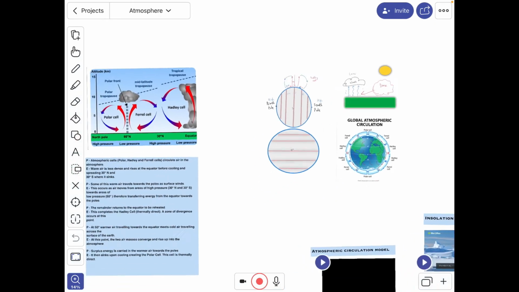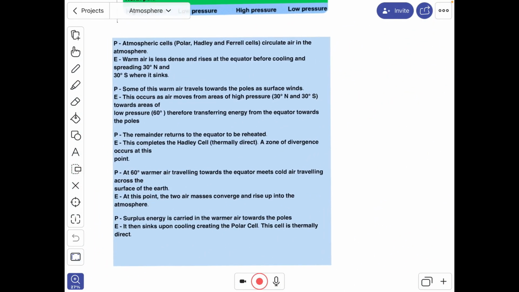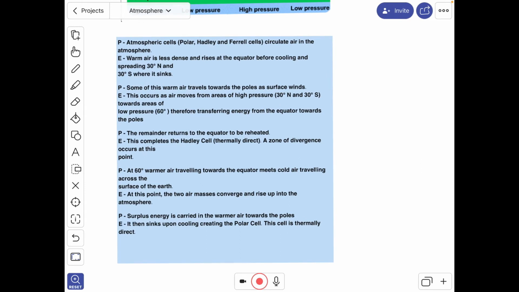Now what we need to do is look at what happens next. So if you pause the video, you can read the model answer that's here. But what we went through so far is this idea that these different cells, if you name them, it will help with your mark. A polar, Hadley and Ferrel cell circulate the air in the atmosphere. So warm air is less dense and rises at the equator before cooling and spreading 30 degrees north and 30 degrees south where it sinks. Some of this warm air travels towards the poles as surface winds.